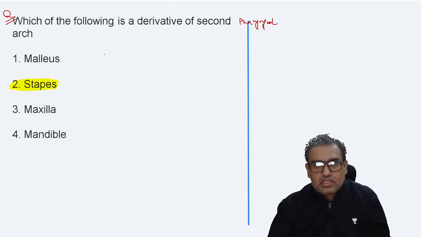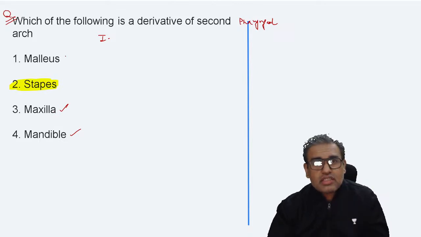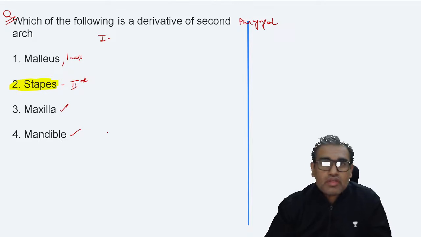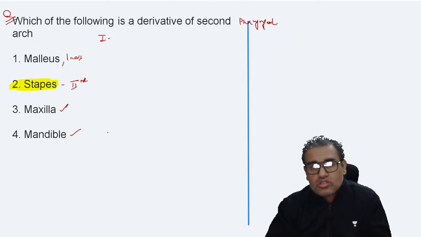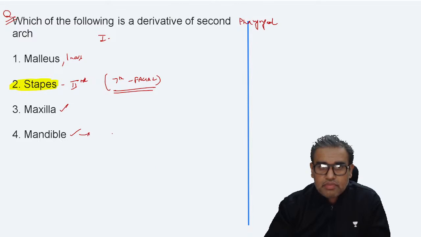The first arch is known as the mandibular arch, and it gives rise to mandible, and its derivative is maxilla. And also the first arch gives rise to malleus and incus. Second arch gives rise to structures like stapes, styloid process, the lesser horn of the hyoid bone, and the upper part of the body of the hyoid bone. The second arch nerve is the seventh nerve, that is the facial nerve. For the first arch, known as the mandibular arch, the nerve supply is the mandibular nerve.